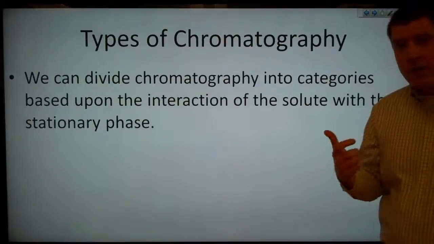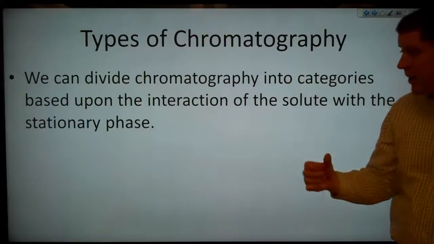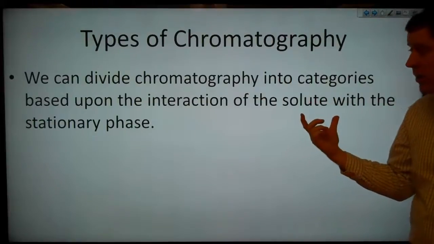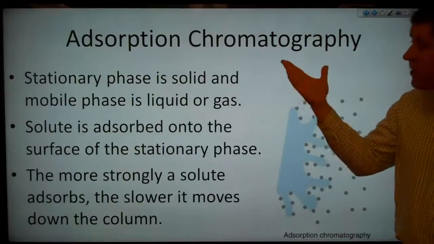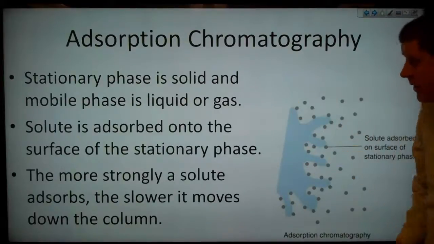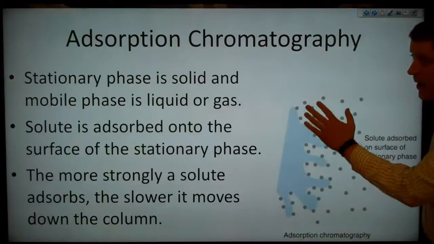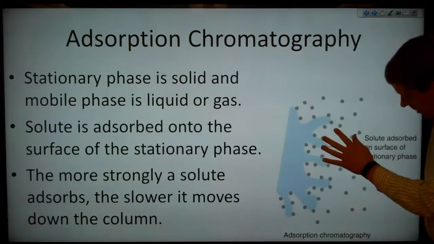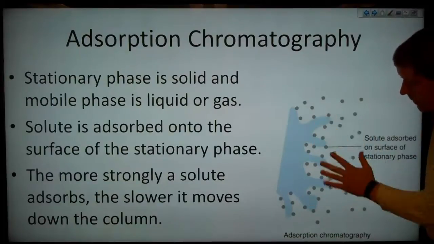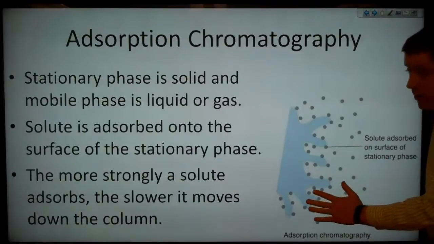And we have different types of chromatography. We can divide our chromatography into categories based upon the interaction of our solute with the stationary phase. In adsorption chromatography, the stationary phase is a solid like this, and the mobile phase is liquid or gas. The solute is then adsorbed on, so we've got our solute particles here in gray. They're adsorbed onto this sort of bluish particle here.